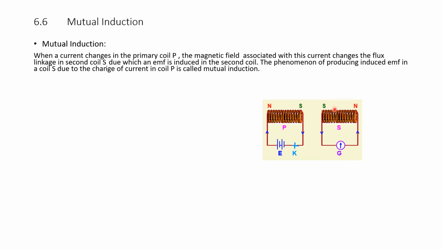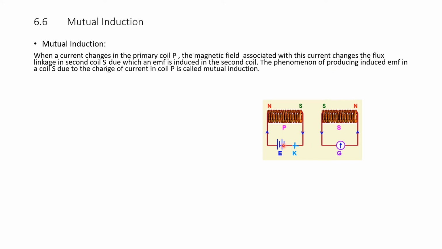A galvanometer is connected to the secondary coil to detect any production of current in the secondary circuit. The galvanometer detects the current. So, let us read it. When a current changes in the primary coil P, the magnetic field associated with this current changes the flux linkage in the second coil.